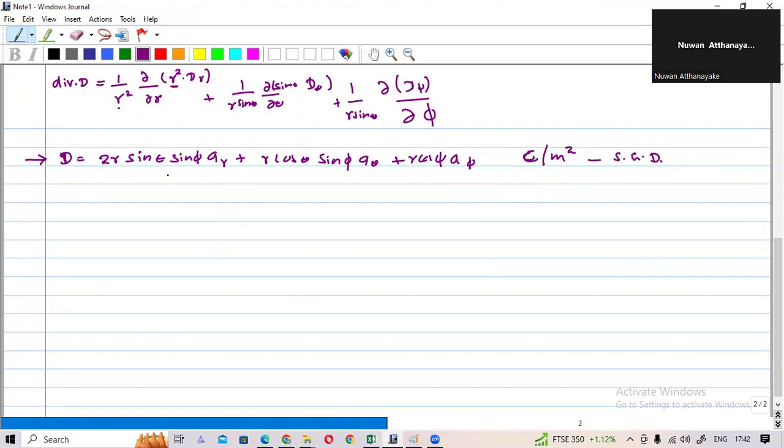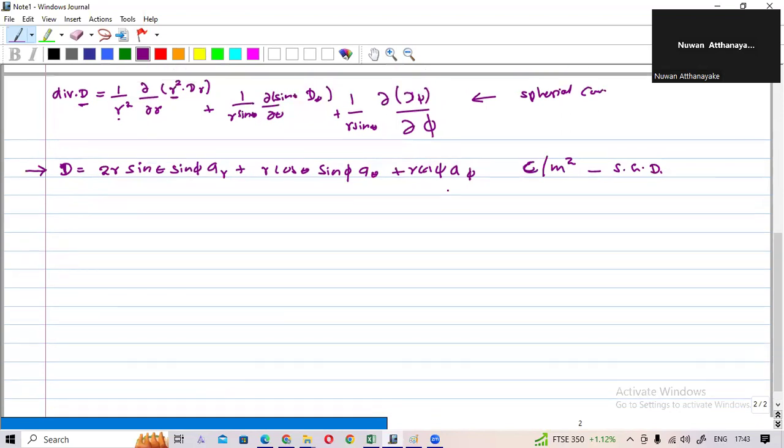So you need to evaluate the divergence of this D using this identity. This identity is in spherical coordinates, and we will see how to apply it. It is not much difficult. Here D_r means the A_r component, D_theta means the A_theta component, and D_phi means the phi component.